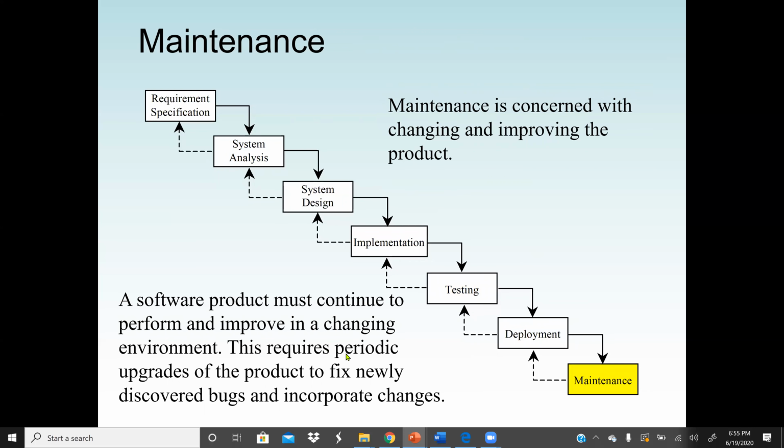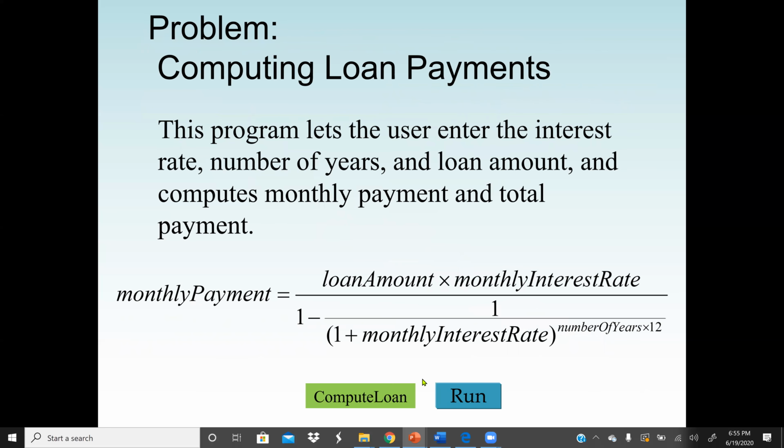So a software product must continue to perform and improve in a changing environment. This requires periodic upgrades of the product to fix newly discovered bugs and also incorporate changes. So we finish with the steps of developing a program. Again, as we said, the first step is requirement analysis.